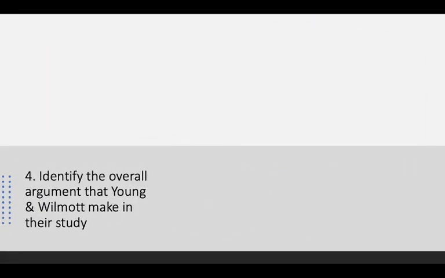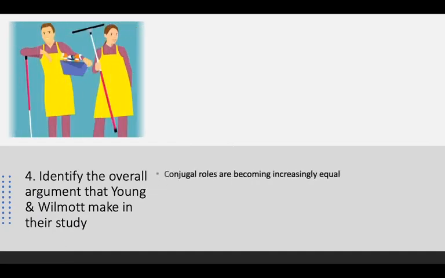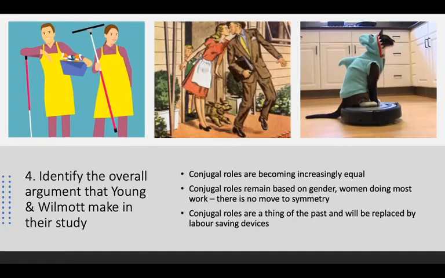Identify the overall argument that Young and Wilmot make in their study. Is it that conjugal roles are becoming increasingly equal, that conjugal roles remain based on gender, so women doing most of the work, there is no move to symmetry, or conjugal roles are a thing of the past and will be replaced by labor-saving devices? And they argued that conjugal roles are becoming increasingly equal.